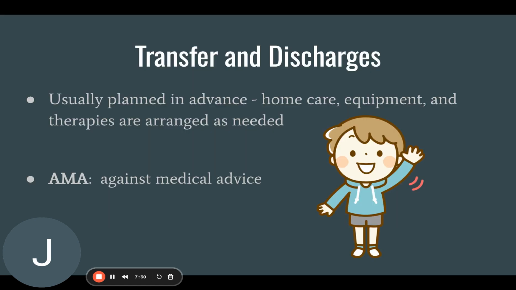So transfers and discharges are usually planned in advance. For home care, equipment, and therapies, they're all arranged as the patient needs. AMA just means against medical advice. That's when a patient leaves when the doctors or advanced practice providers are recommending that they stay in the facility, but they decide that they want to leave anyway. So the nurse will tell the CNA when to start the transfer or discharge procedures and when the person is ready to leave. For these things, you want to prepare the resident for transfer.